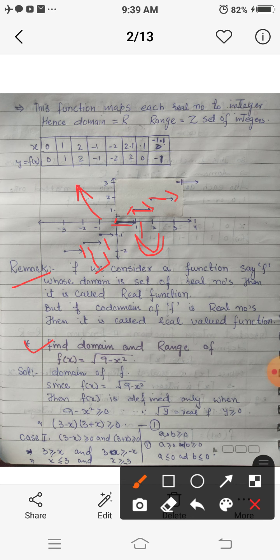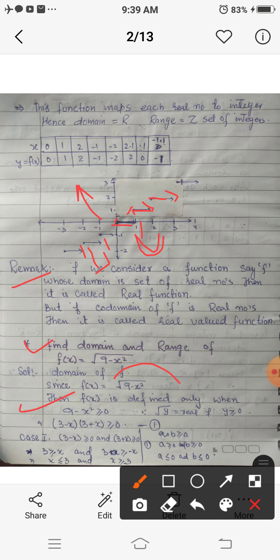So here f of x equals root of 9 minus x square is defined only when 9 minus x square is non-negative. Non-negative means it may be 0 or it may be greater than 0. So this means that here 9 minus x square is greater than or equal to 0.